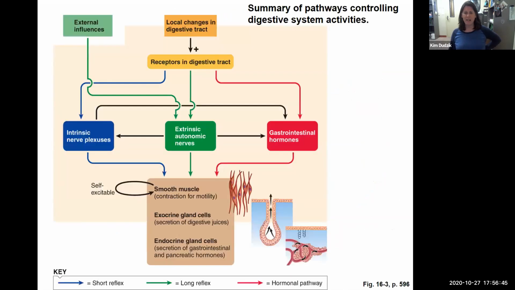One last slide to kind of bring this all together. So this is just kind of summarizing the pathways to control the digestive system and your activities. So we went over the intrinsic nerve system, the extrinsic autonomic, and the hormones, right? And what these are going to do, you've got these receptors that are determining the chemicals, the pressure, right? The tonicity, the osmolarity, I should say, of the luminal contents. And then all of that is sending signals to these different ways to control the smooth muscle and the glands and the hormonal control.